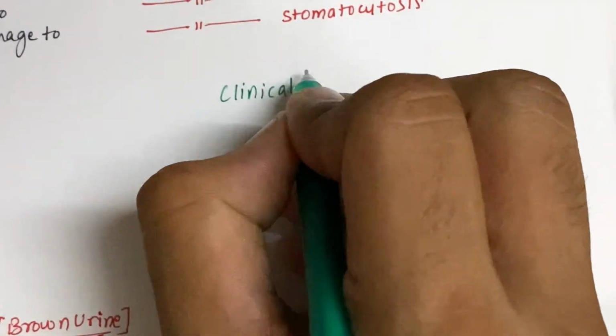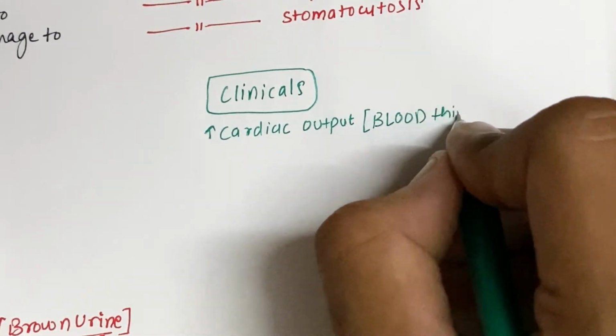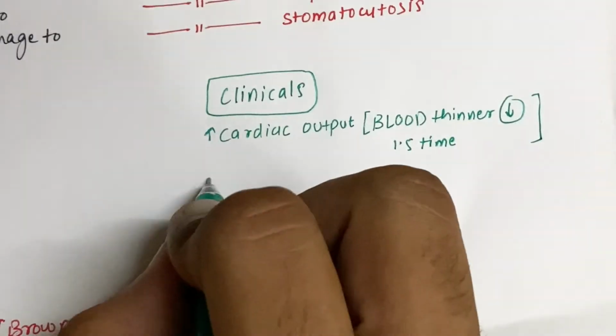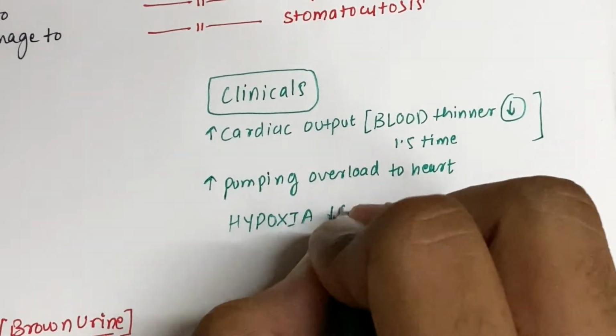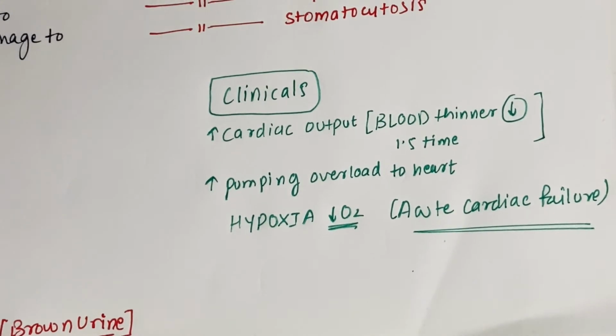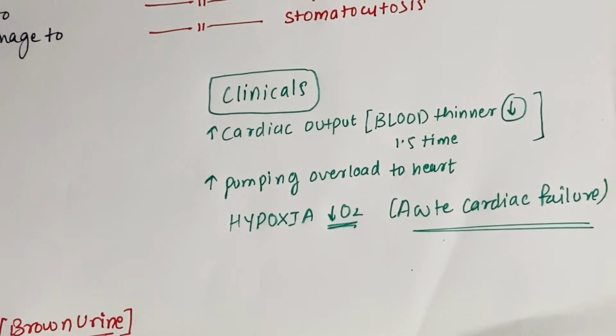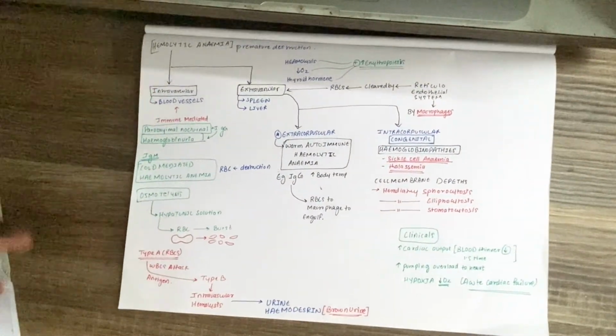And the clinical part is, if there's hemolytic anemia in your body, the cardiac output changes because the RBCs are not holding the amount they used to hold, so the blood gets thinner, 1.5 times thinner. So there is pumping overload to the heart, hypoxia, which is basically lack of oxygen in the body, and it can lead to acute cardiac failure.